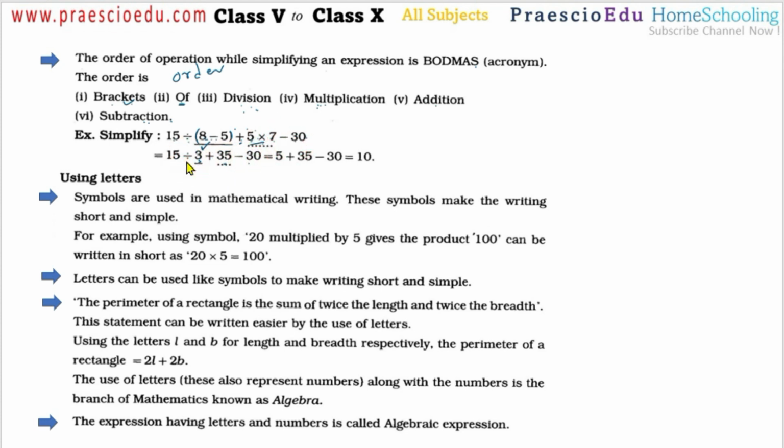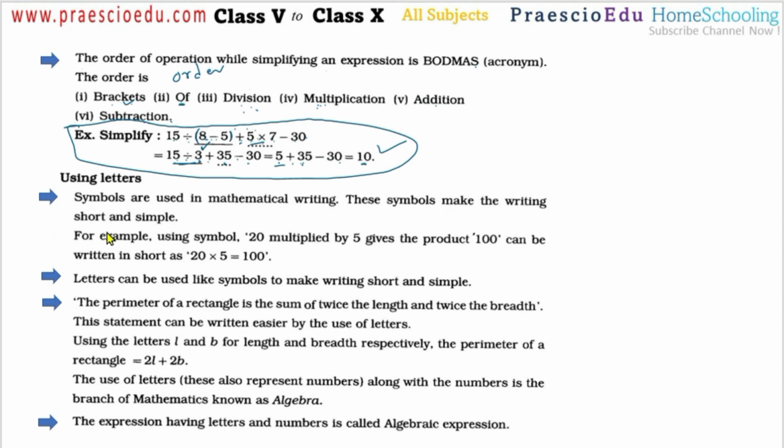Now division has to be solved first, because otherwise there is only addition and subtraction. So 15 divided by 3 is 5, then 35, and then minus 30. Now addition is showing from the left side, so first carry out this one: 5 plus 35 is 40, and then minus 30 means 10. So the answer is 10. Like this we have to simplify and solve the expressions.